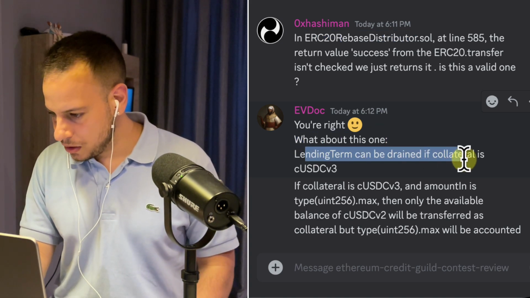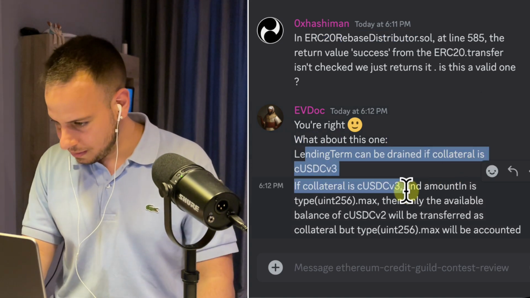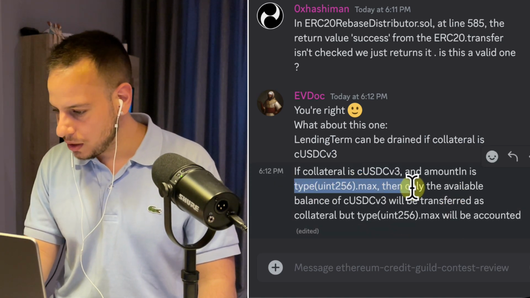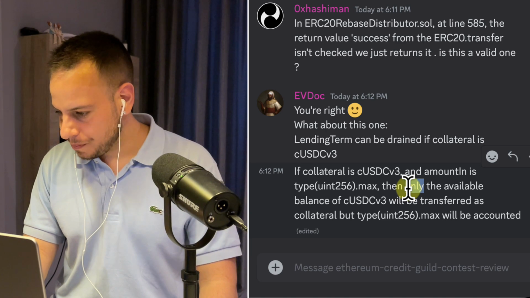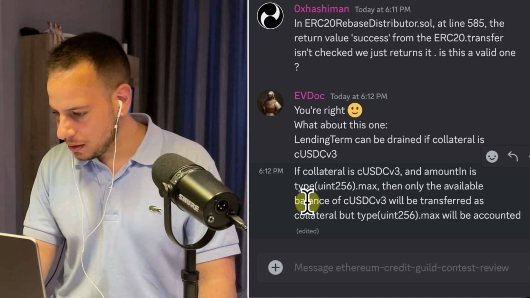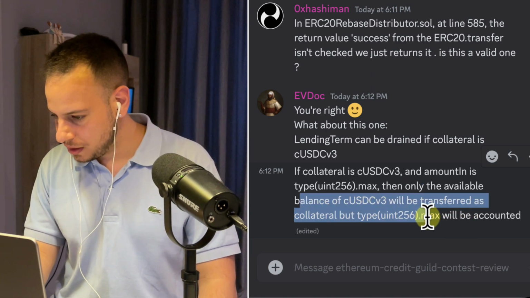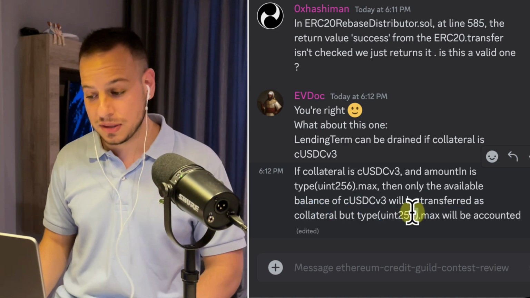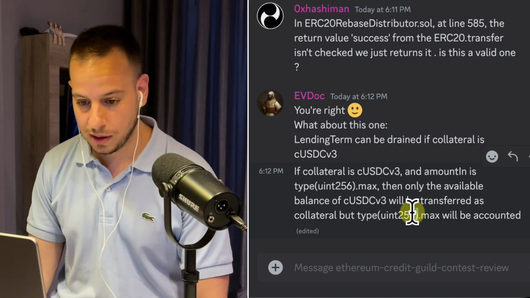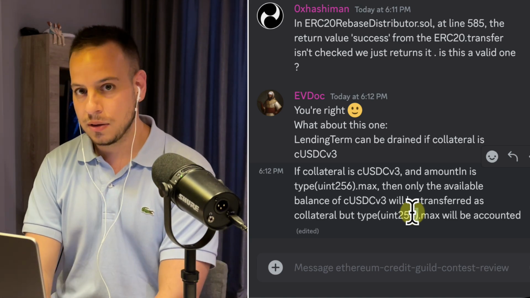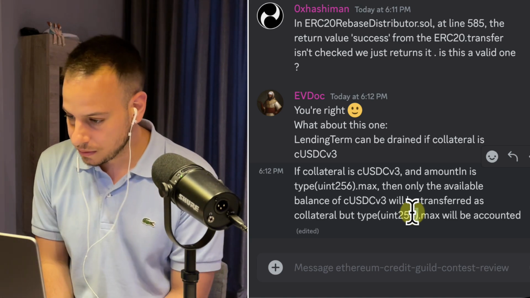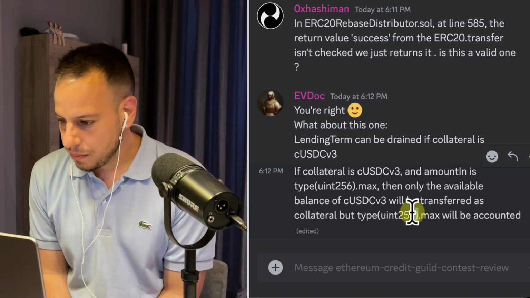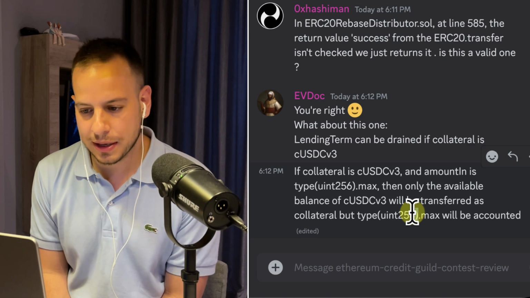What about this one? Lending term can be drained if collateral is CUSDC v3. If collateral is CUSDC v3 and amount in is type uint max, then only the available balance of CUSDC v3 will be transferred as collateral, but type max will be counted. Okay, I'm not familiar with CUSDC v3 with Curve, to be honest. Maybe Taz can shed some light on that. Or maybe you can take the mic. Maybe Evidoc, you want to take the mic and explain it?